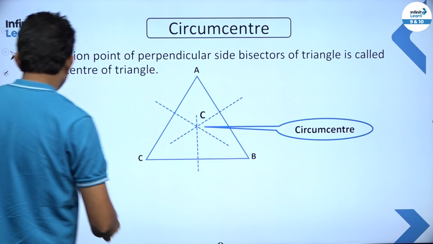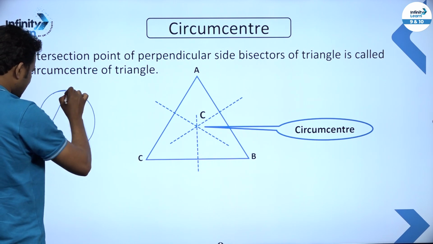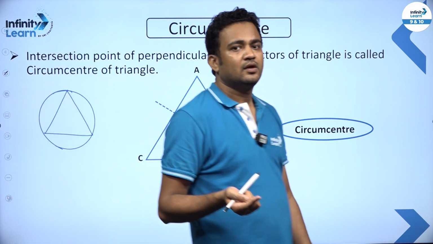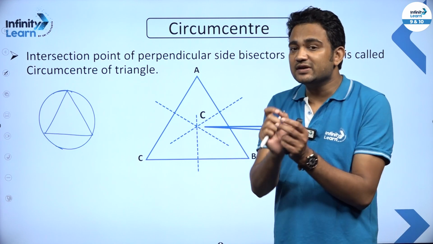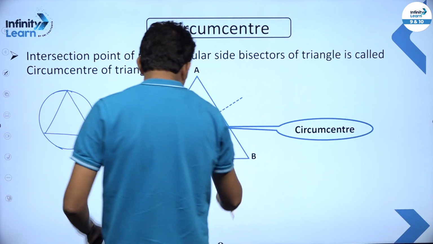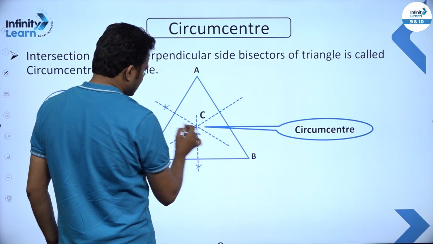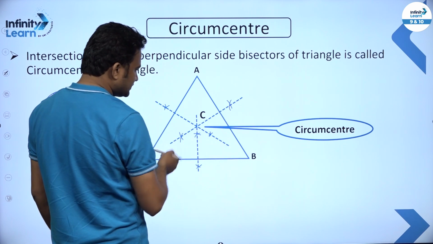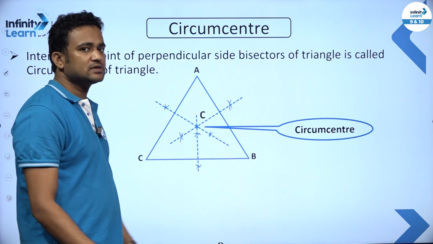Suppose we want to draw a circle which passes through the three vertices of the triangle like this, then this circle is called the circumcircle, right? To draw this circle, we need a center, and that center is called the circumcenter, and circumcenter is the intersection point of side bisectors of the triangle, right? So, if we draw the side bisector of BC, similarly side bisector of AC and the side bisector of AB, then these three side bisectors will be concurrent, passing through a common point, and that position is called circumcenter.